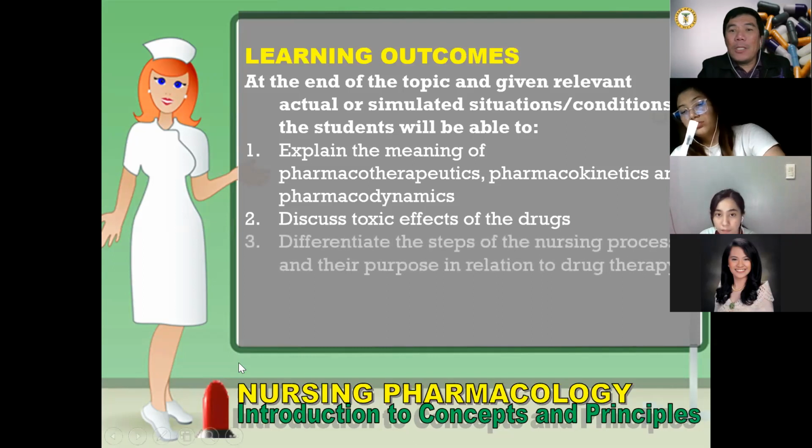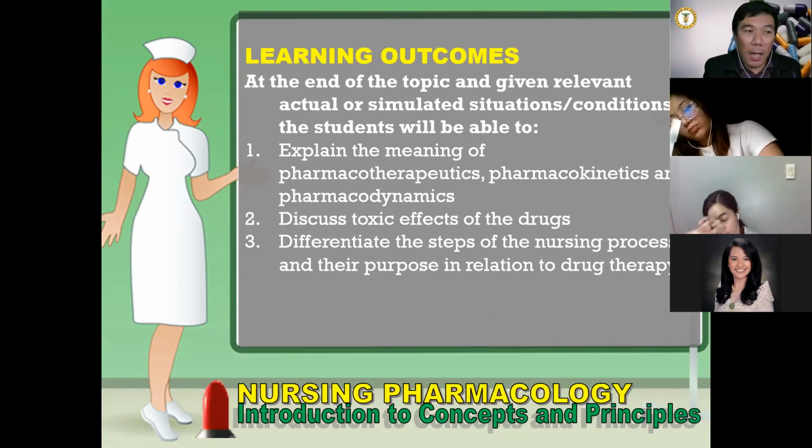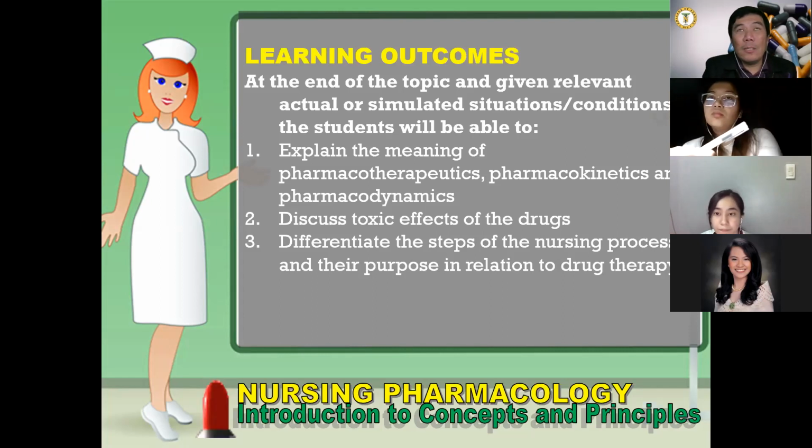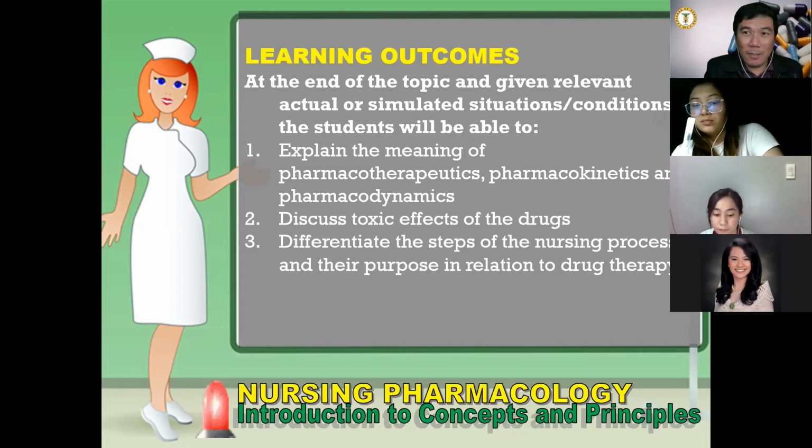Next, differentiate the steps of the nursing process and their purpose in relation to drug therapy. Nursing process, we have the ADPIE, very important. Why? When you give a drug to your patient, you need to do assessment. We have assessment, diagnosis, planning, intervention or implementation, and evaluation.